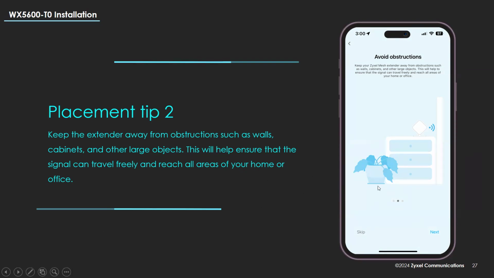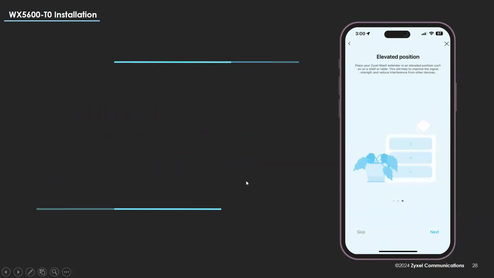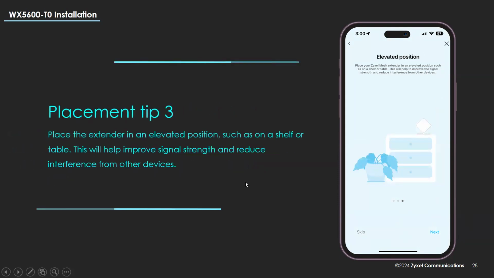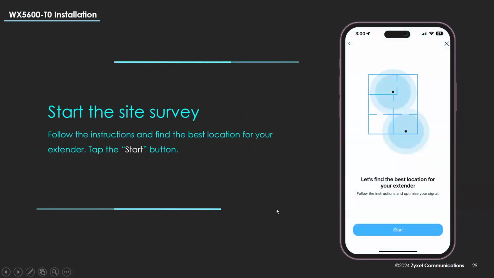So we then just click the Next button to see tip 3. And this is tip 3. It tells us that we should place the extender in an elevated position, like a shelf or a table. Then we just click the Next button to continue the process.